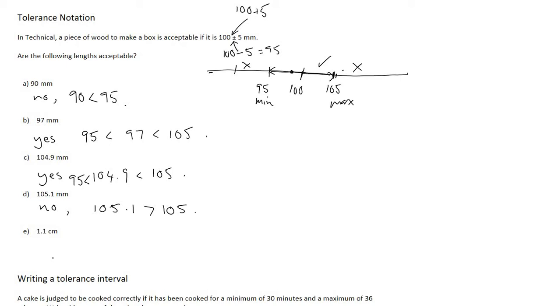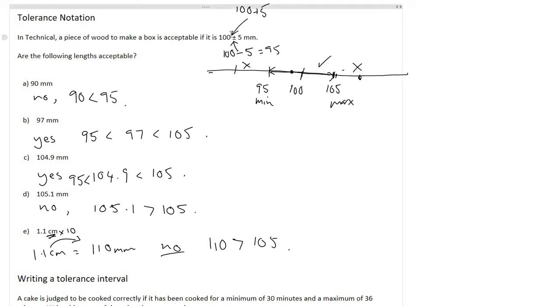Now this last one's a bit of a trick. It's in centimeters, not millimeters. 1.1 centimeters, we convert it to millimeters by multiplying it by 10, because there's 10 millimeters in every centimeter, so that's 110 millimeters. So no, that's up there somewhere. 110 is bigger than 105. So it's quite straightforward to see whether something's in the acceptable range of values or not. We're doing two calculations: you add on your number to get the maximum, take away your number to get the minimum, and it's acceptable if it's in between the two.